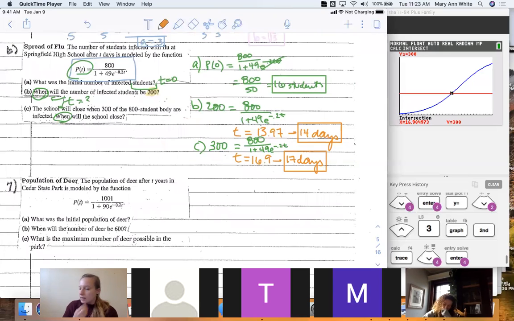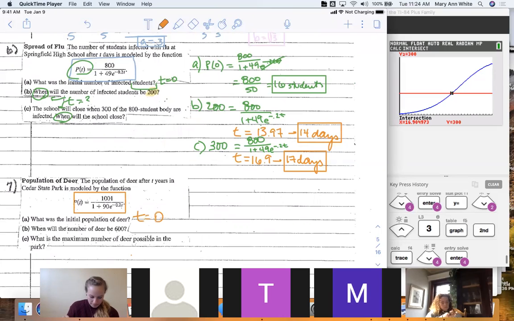The next problem is not maybe as relevant, but that's probably good. It's about deer. I don't even know the last time I saw a deer. I have to think on that one. Population of deer after t years in Cedar State Park is modeled by this function. Oh, cool, they gave us a function again, that's awesome. What's the initial population of deer? Oh, we just did initial population a second ago. t equals 0. Plug and chug. We're gonna go find that.